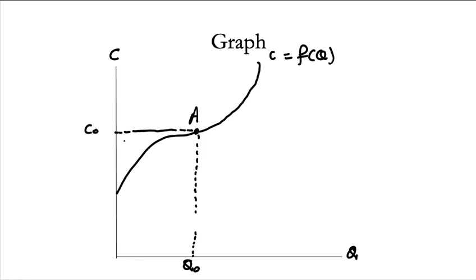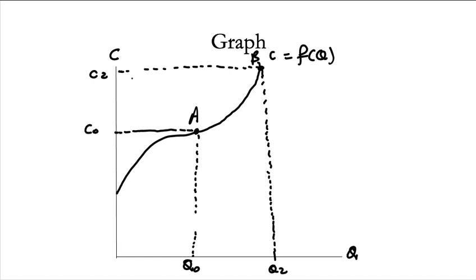Now, let's say quantity of output increases in the production process from Q naught to, let's say, Q2. Okay, and let's say Q2 is here. So if you drag up the dash line, it will hit the cost function somewhere here and call this point B. And at B, the cost value will be here. Let's call it C2. All right.